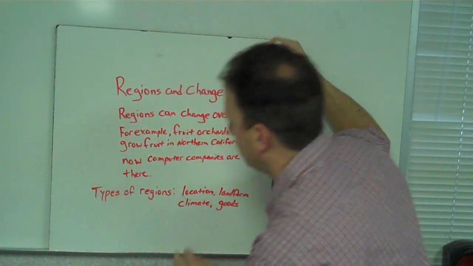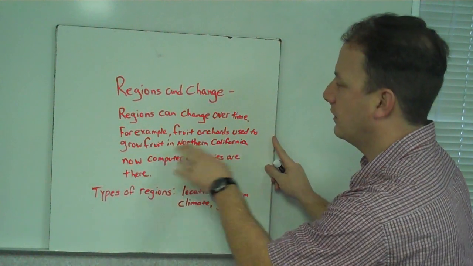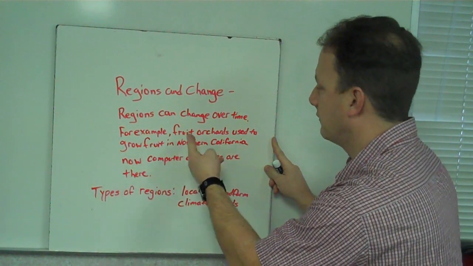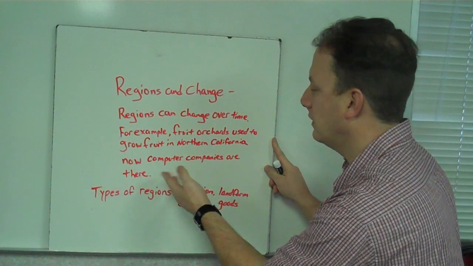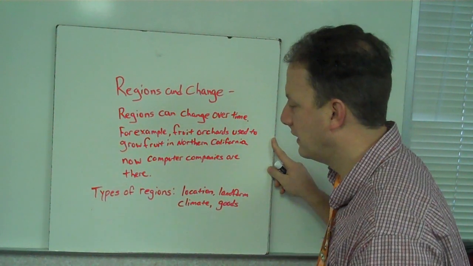Regions and change. Regions can change over time. For example, fruit orchards used to grow fruit in Northern California. Now computer companies are there.